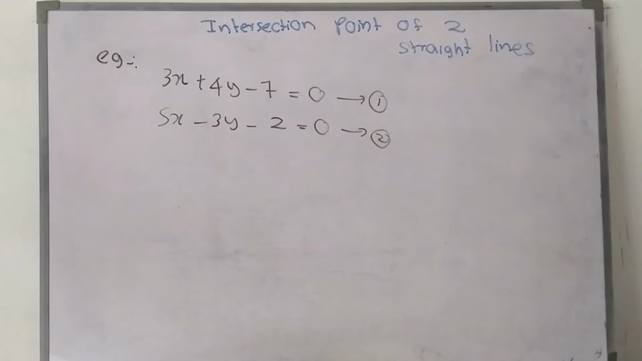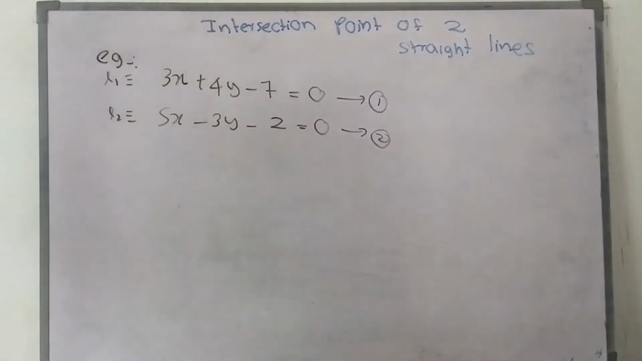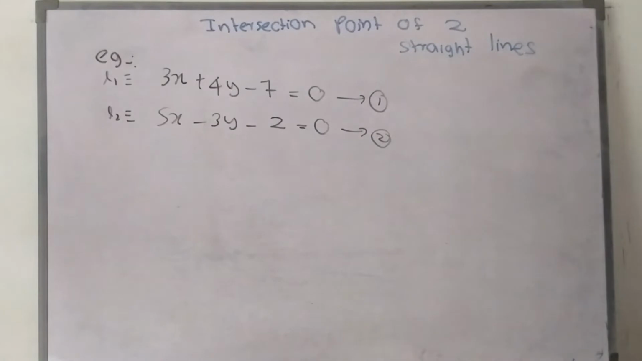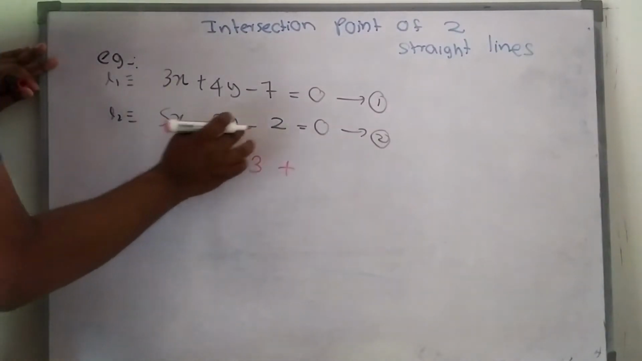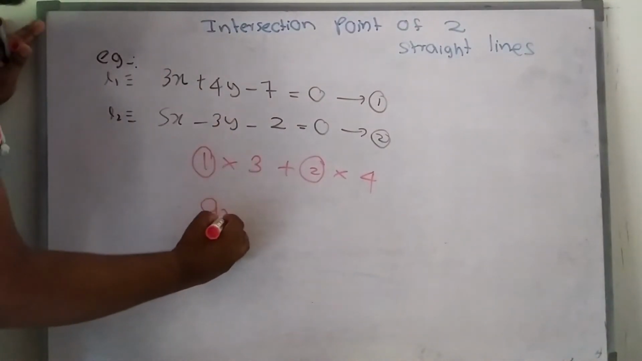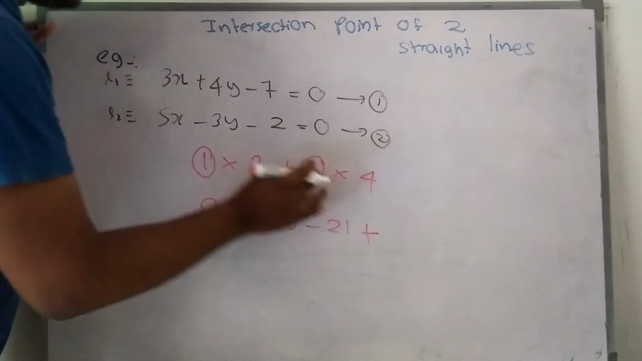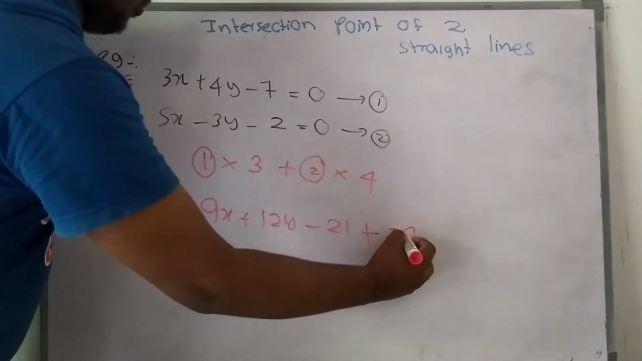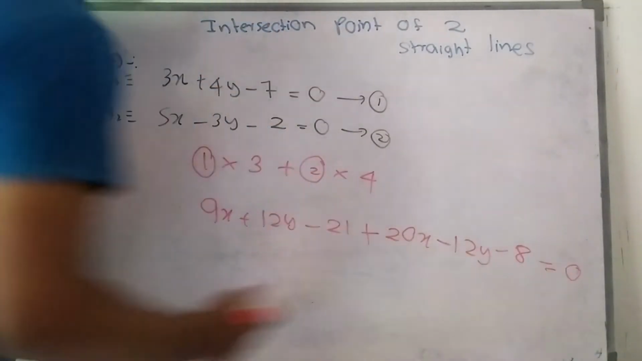Okay children, these are my two straight lines, L1 and L2. I just need to find the coordinates of the intersection point. So how to find this? Solve it as simultaneous equations. Equation number 1 is multiplied by 3 and equation number 2 is multiplied by 4, and I'm just going to add them. Then it's 9x plus 12y minus 21 plus 20x minus 12y minus 8 equals 0.